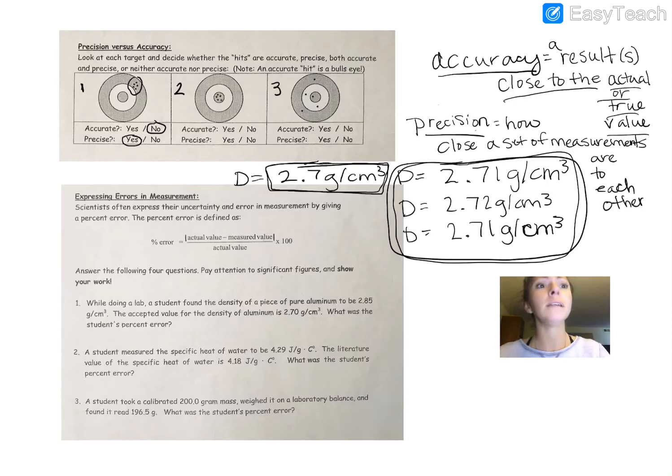Now, the next one, we would say this is both accurate and the results are also precise, because you can see they're all on the bullseye, okay? So your results are accurate, and then they're all clumped together. That is precision. All right, what about this last bullseye?